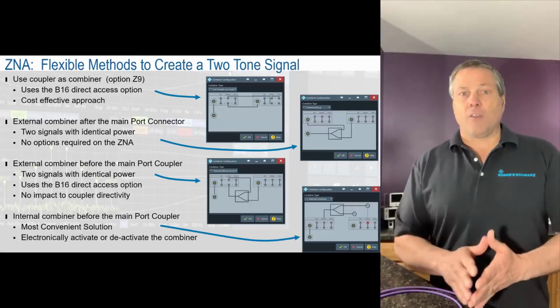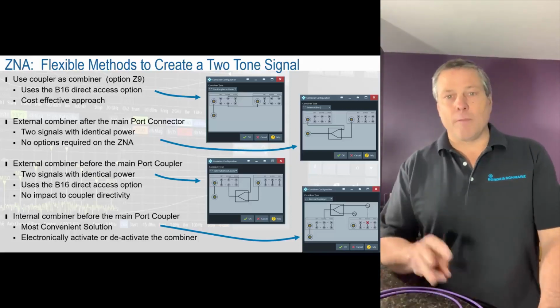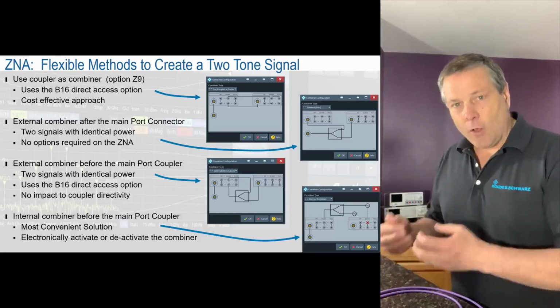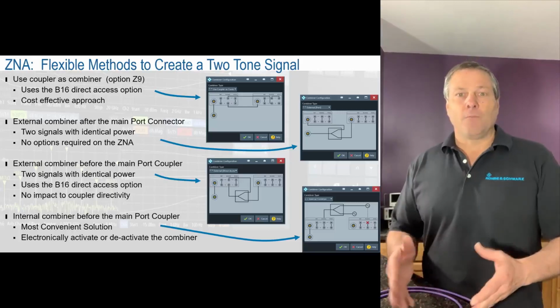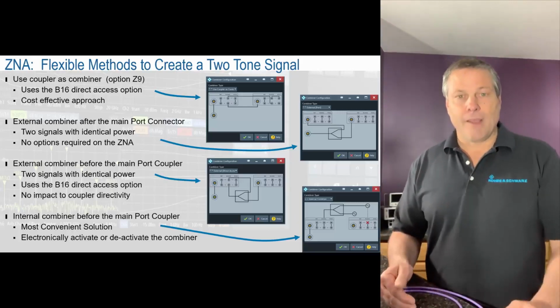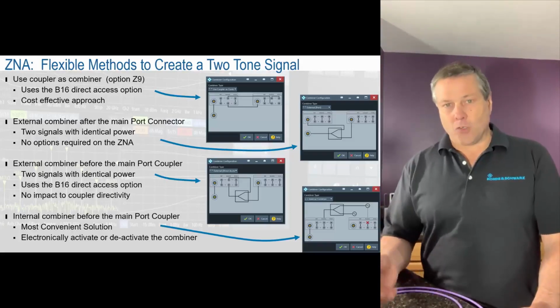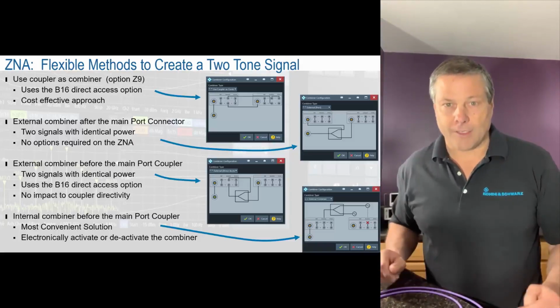So, in particular, when I'm picking my method for creating a two-tone signal, I want to worry about 3 different things. The first thing that I worry about is, am I adding loss after the coupler of the network analyzer? If I combine my signal with a combiner external to the instrument, I will add loss after the coupler, and that makes it harder for me to measure things like input return loss. So I worry about loss and where that loss is located.